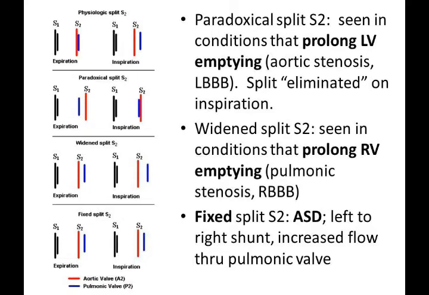Now, the fixed splitting of S2 is an abnormally widened interval between A2 and P2 that persists unchanged through the respiratory cycle. The most common abnormality that causes fixed splitting of S2 is atrial septal defect. So let's recognize this pathological splitting of S2 sound. Remember, the initial one was a physiological splitting. This one is the pathological splitting happening due to an anomaly.